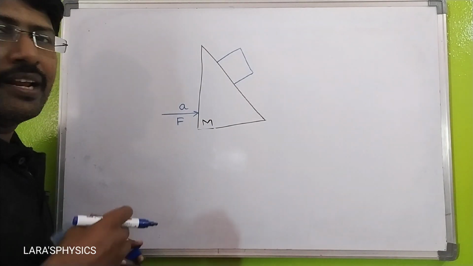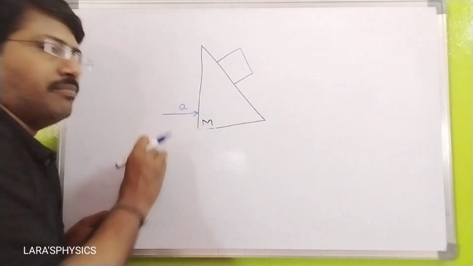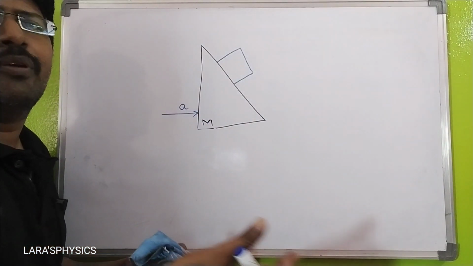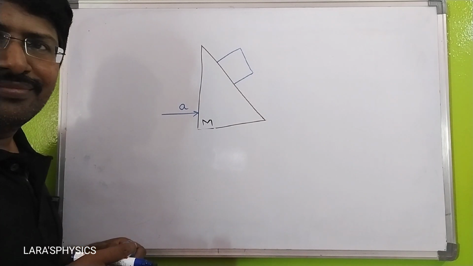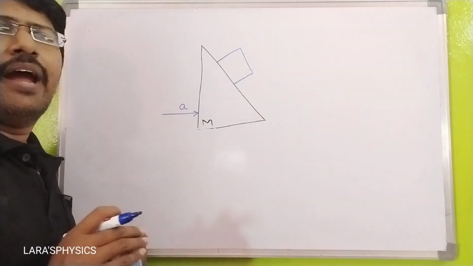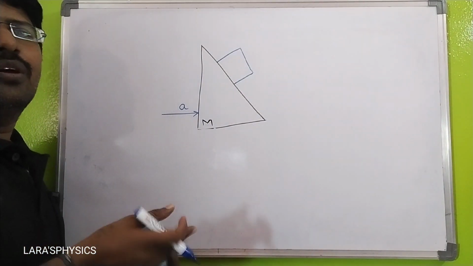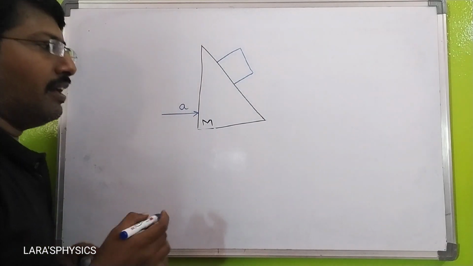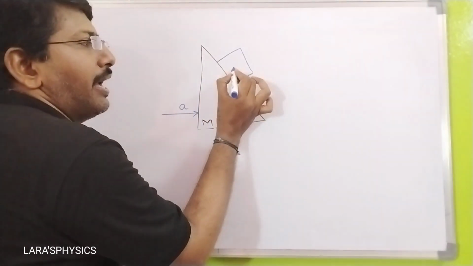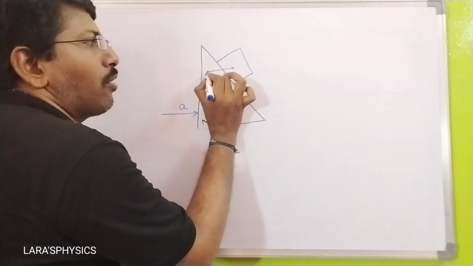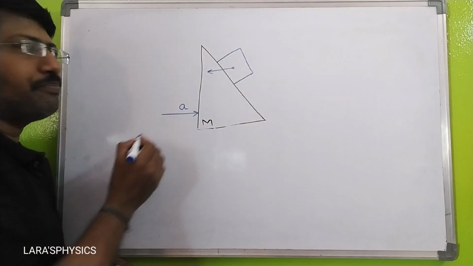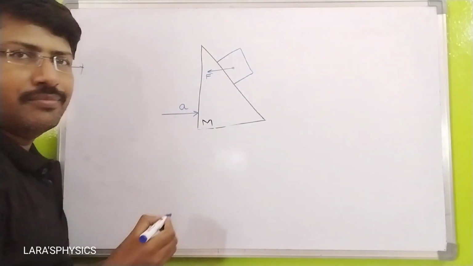So before I calculate force, I calculate acceleration. If I know the acceleration, then the total mass of the system times acceleration gives the force. Easy method. In any problem in mechanics, first calculate the acceleration and multiply it with the total mass of the system, you will get the force. See here, when I push in this direction with force F, at the same time the pseudo force is acting in the backward direction. This is the pseudo force.